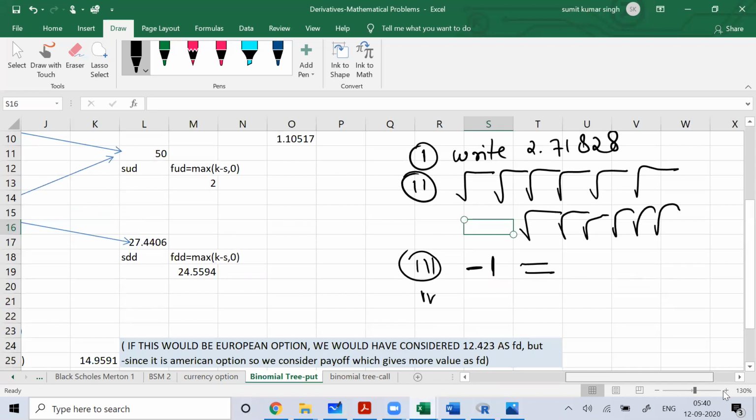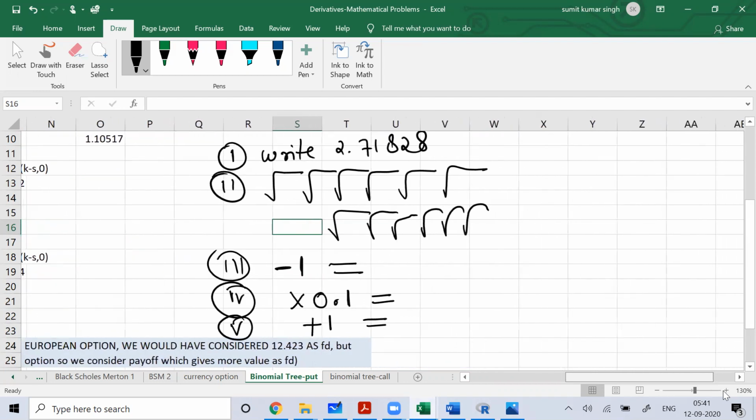Then the fourth step: do into what is the power? The power is 0.1, so into 0.1 equal to. Then the fifth step would be what? The fifth step is +1 and then equal to. Okay, so this is the fifth step.